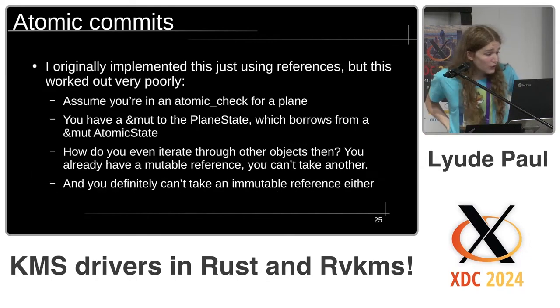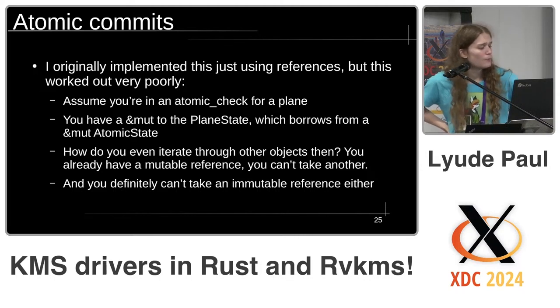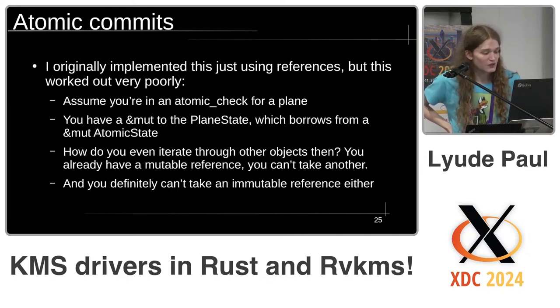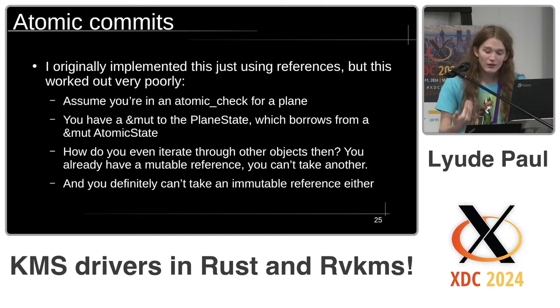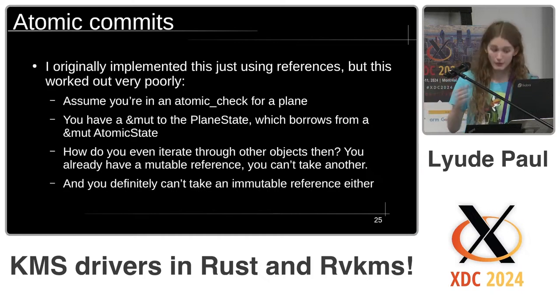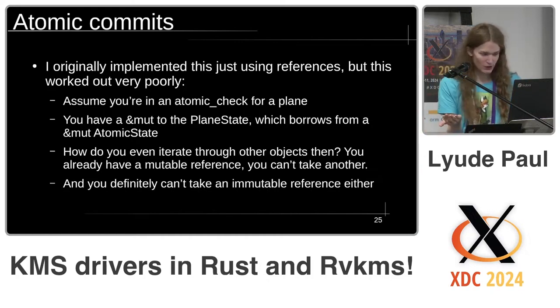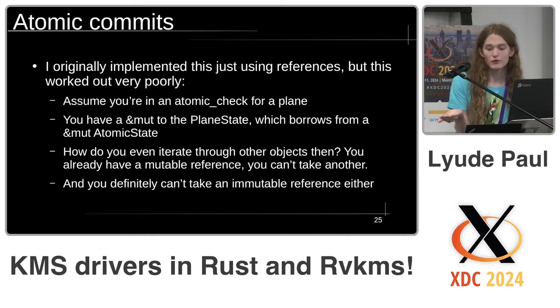So I originally tried implementing this using just references, but it worked out pretty poorly. A good example is, let's say you're in an atomic check for a plane and you want basically to go through other objects in the atomic state overall. You already have a mutable reference to the plane state, which means that that plane state is taking a mutable reference from the atomic state. But how do you iterate through other objects then? You've already taken a mutable reference, and you can't really take another. And you can't take an immutable reference either, of course.